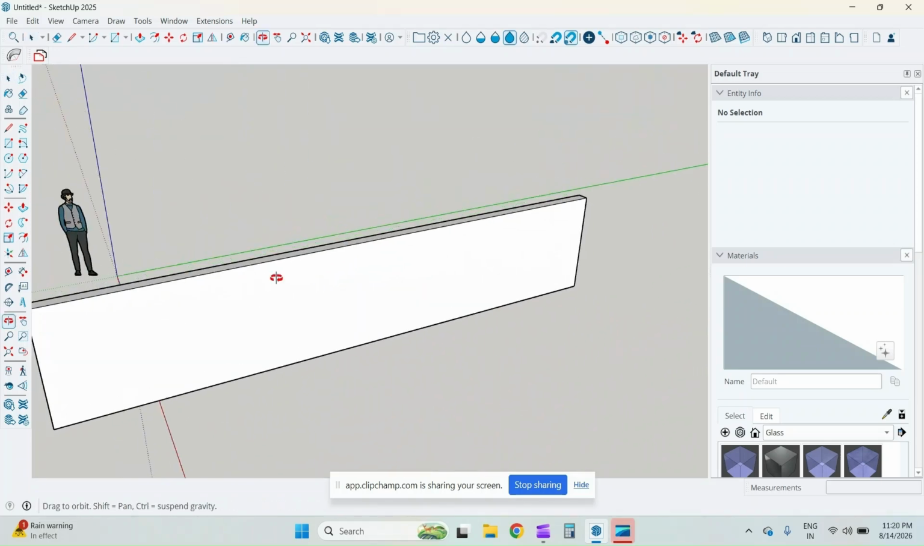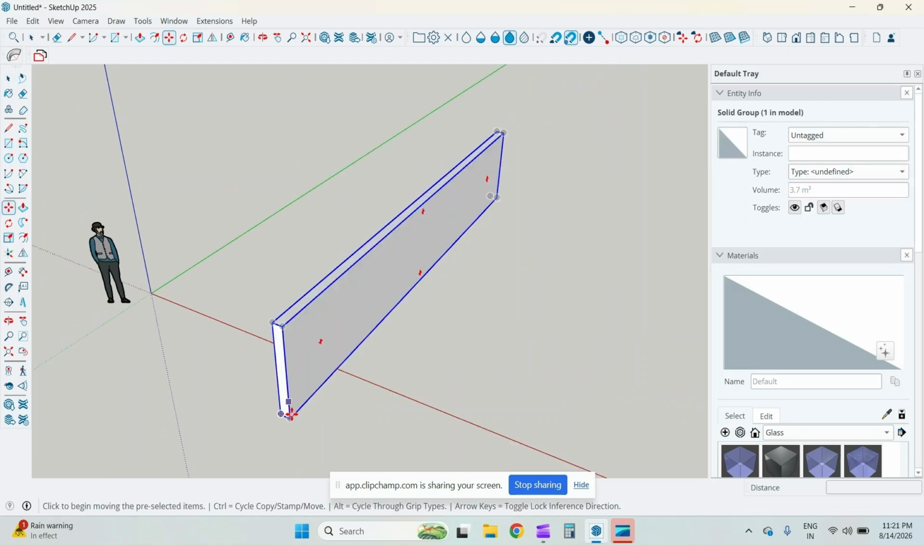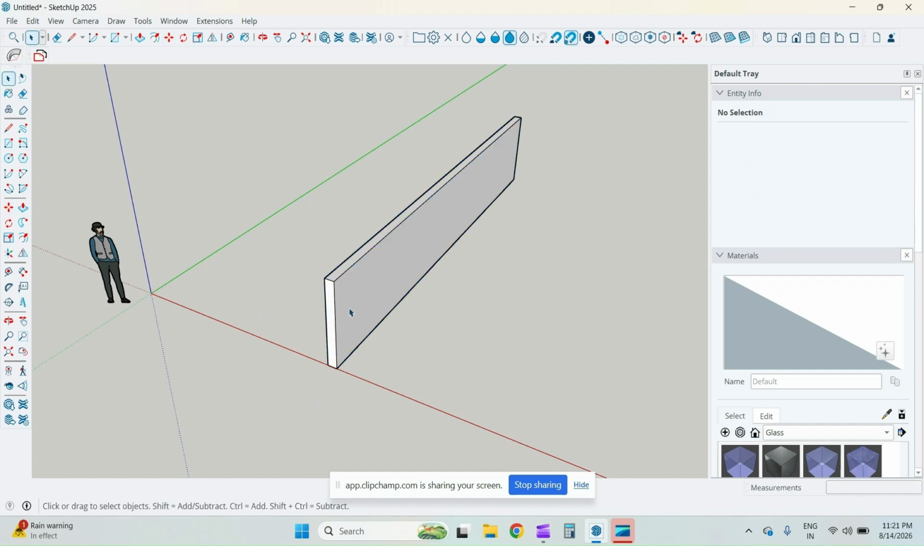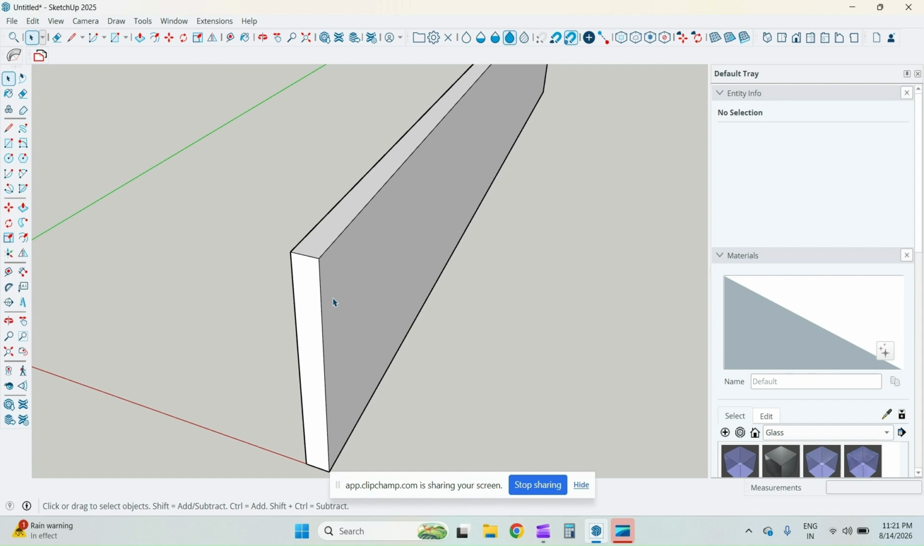In today's video, we are going to learn about how to make coping. So basically, in this video, I'm going to teach you three ways you can make a coping in SketchUp, and of course in real life too, in architecture also.